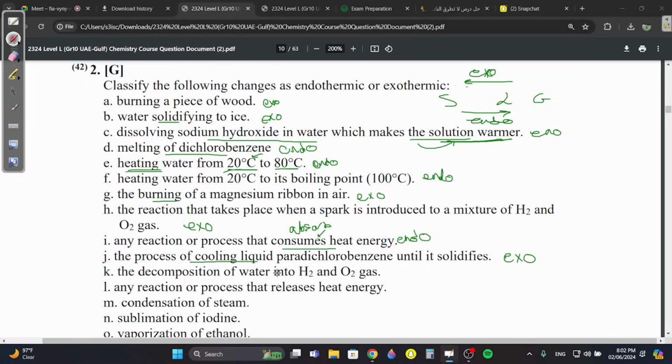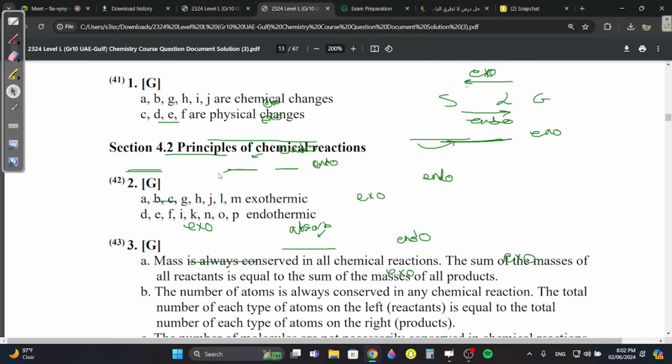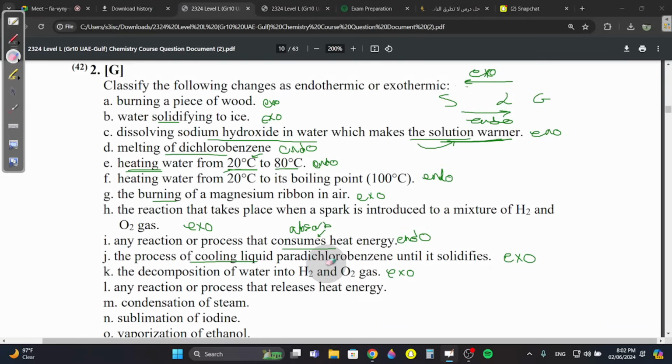The decomposition of water into hydrogen and oxygen gas. Okay. You're splitting bonds. So it should be exo. I think it should be exo. Oh no, no, endo, endo. Wait. Endo. Definitely endo. Because you're splitting the bonds, it needs to absorb energy. There's bonds between hydrogen and oxygen, so it needs to absorb energy to break these bonds between them. That's why. So obviously endo. Any reaction that releases heat, obviously exo.